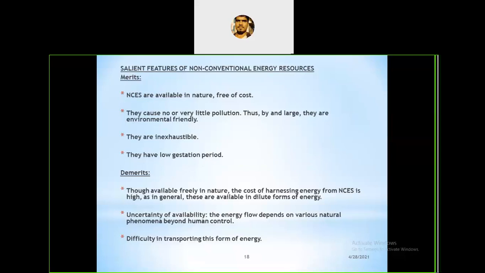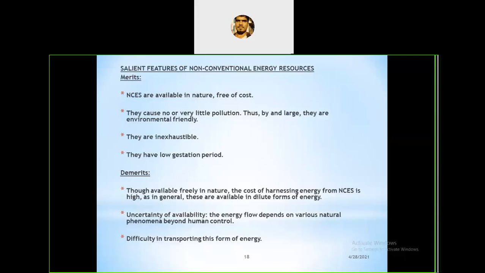Okay, so installation of one coal power plant or a nuclear power plant may take 3 to 4 years, but for a windmill or for a solar energy generation power plant, we can install easily within a year. So the gestation period is very low compared to the commercial sources.